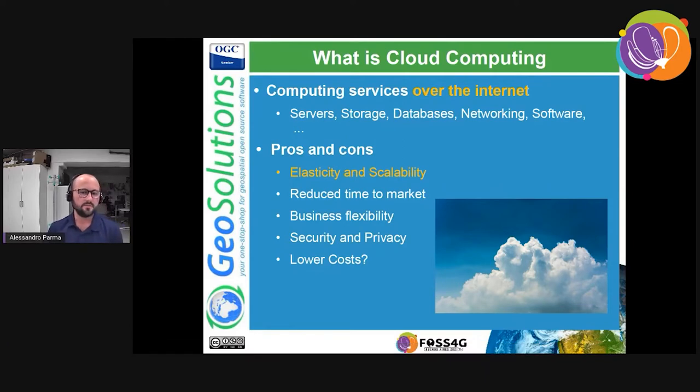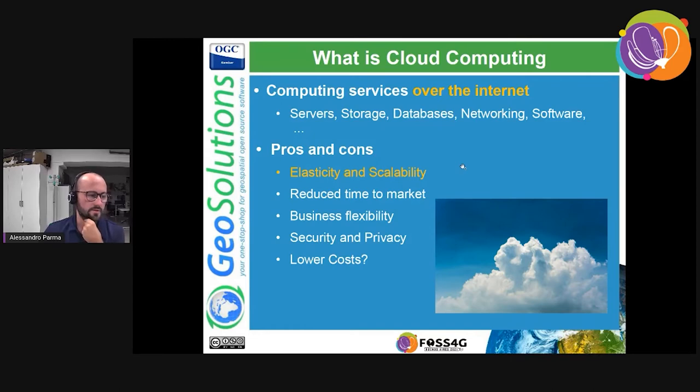Security and privacy maybe could be considered a con of using cloud services. While you're using cloud services, you're basically moving your local application and resources to the cloud, where they may be running along other services by other providers. So you need to be aware of that. Your applications may be running on a server that is used by other people. And there are some security and privacy concerns following that.